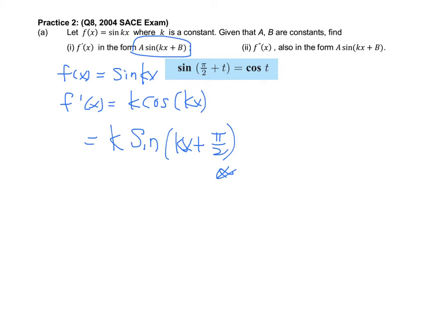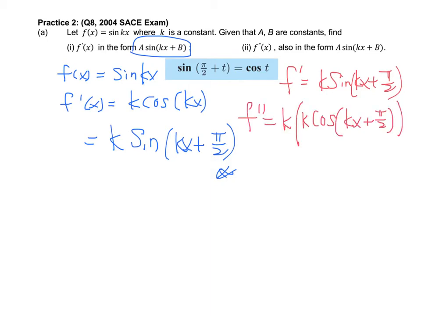We already have results for f prime, so we're going to use f prime equals k sine kx plus pi over 2 to show the next step. Let's see what happens. So f prime is k sine kx plus pi over 2, and our f double prime will be equivalent to this. Okay, as you can see, and we're going to simplify this. It becomes k squared cos of kx plus pi over 2.